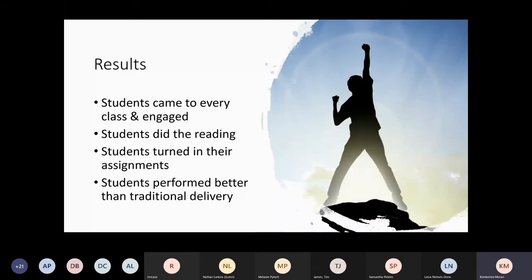The other thing that I found astounding was that the students actually did their reading. And again, I think that was largely because I instituted tools like Hypothesis that really tracked the students engaging with that reading.